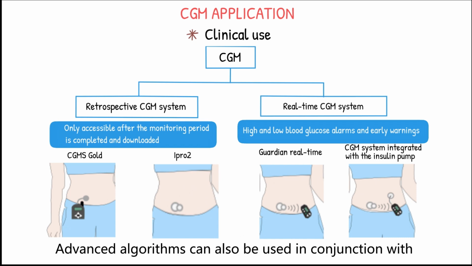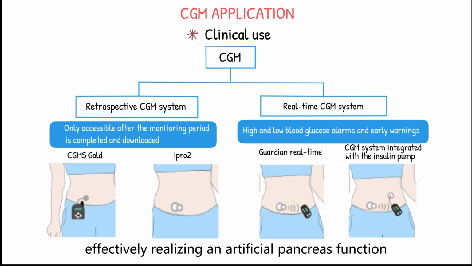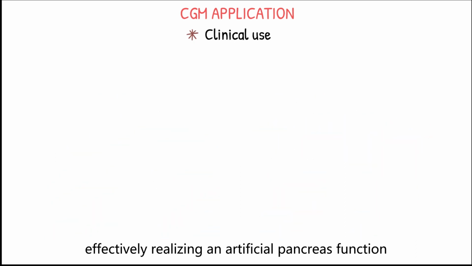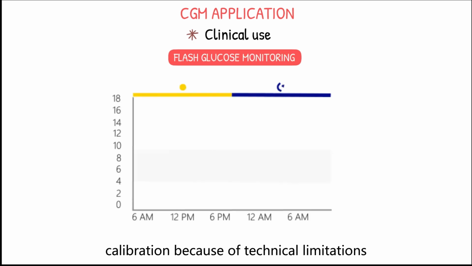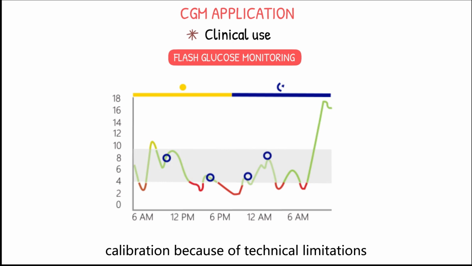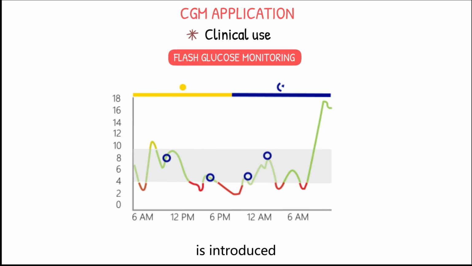Advanced algorithms can also be used in conjunction with real-time glucose monitoring to guide the application of insulin pumps, effectively realizing an artificial pancreas function. However, real-time CGM systems still require finger blood calibration because of technical limitations. That's why Flash Glucose Monitoring, or FGM system, is introduced.